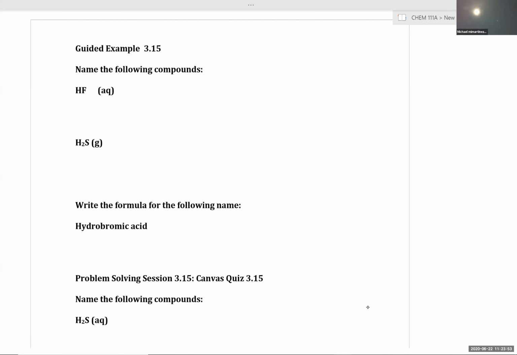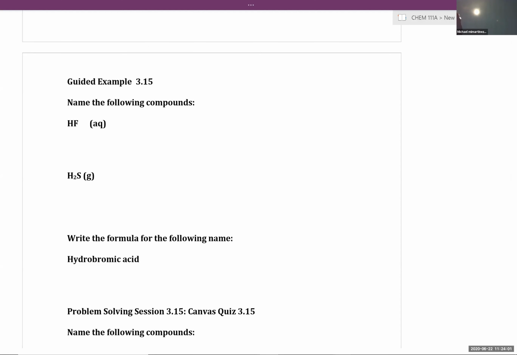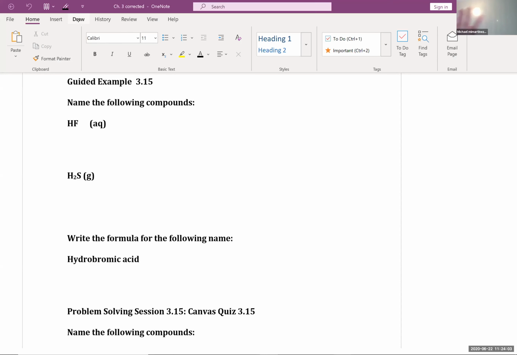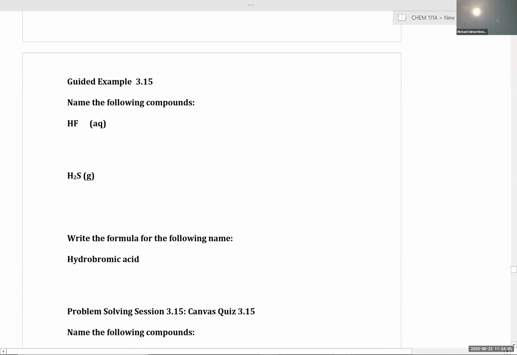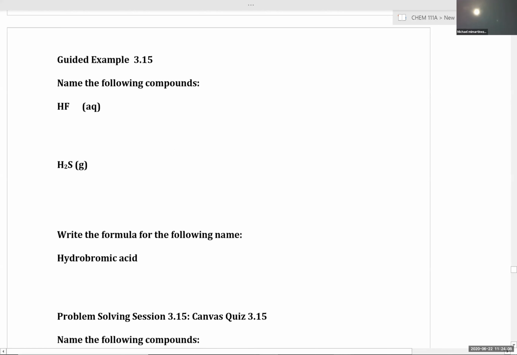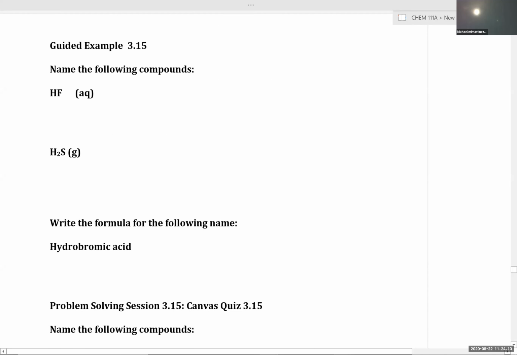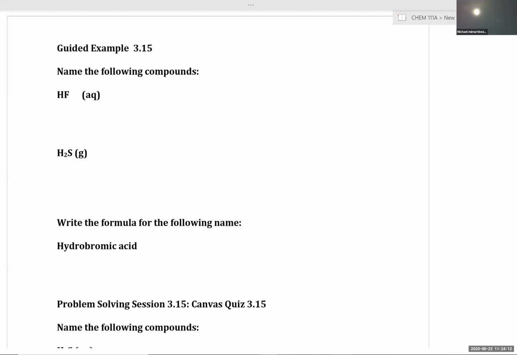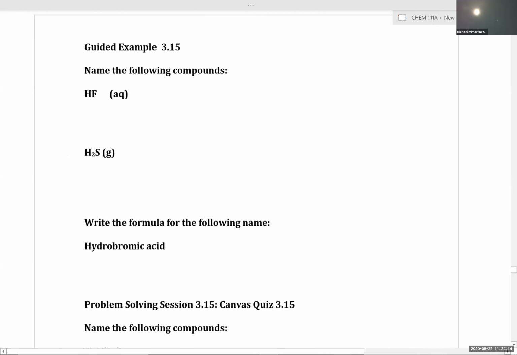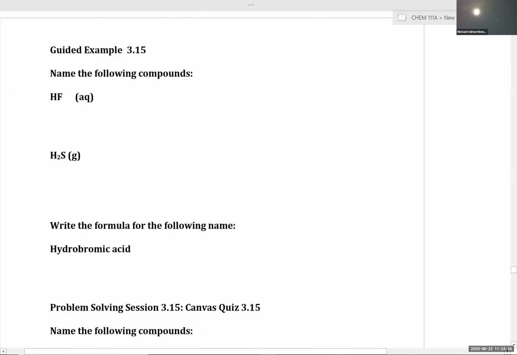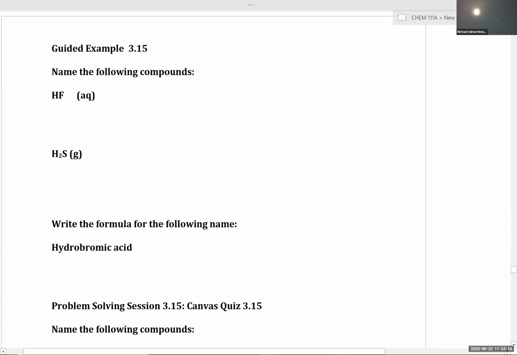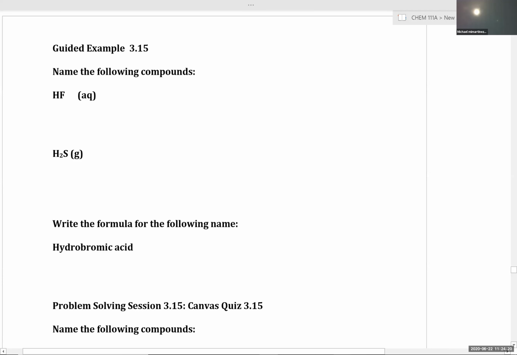Okay, so let's look at the next few examples, and let's do a few guided examples where we write out the name and formula of a range of binary acids. Let me zoom in so the view is a little bit better. Okay, so first and foremost, let's name the following compounds.